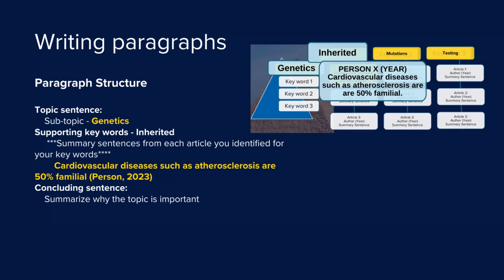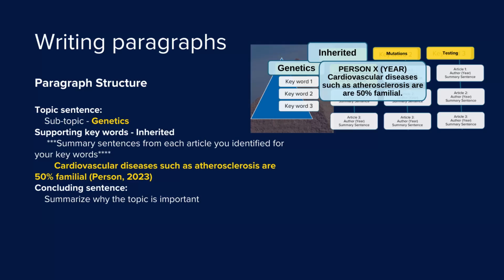So I want some sentence in that pyramid or that paragraph that talks about the factors of inherited genes or inheritance in transferring cardiovascular disease, right? And then you want to look for the supporting key terms. So as we go down, maybe mutations, testing, and any other keywords that you may have come out, take those summary sentences and start turning them into a flow going from your topic sentence down, right? And then again, a concluding sentence at the end. Summarize why this topic is important. These are the hallmarks of a paragraph, and we don't want to lose those when you're writing your review.